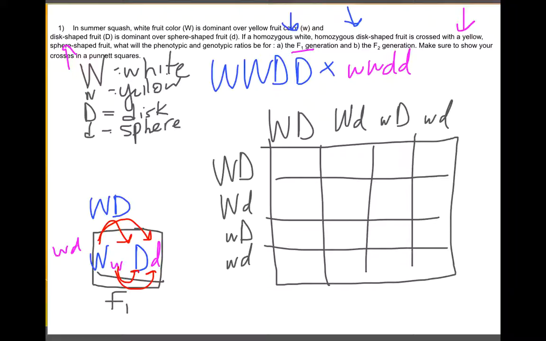When you fill it in, this one's going to be white and disc shape. This one will be white and disc shape, white and disc shape, white and disc shape. This one is white and disc shape, white and sphere shape. So I'm going to do a different color for white and sphere shaped, white and disc shape, white and sphere shape. Then we have white and disc shape, white and disc shape. Should be blue. These are all white and disc shape.